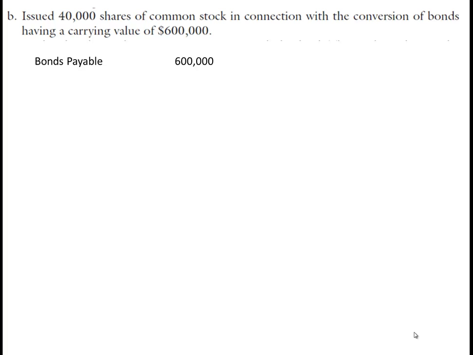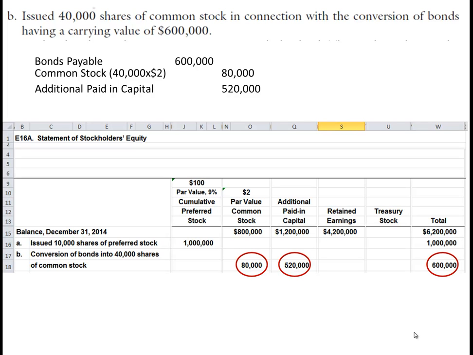Now if we were simply issuing 40,000 shares of common stock, we would credit our common stock for the 40,000 shares times the $2 par value, and then anything additional would go to our additional paid-in capital. So you can see on the statement of stockholders' equity where this transaction will increase common stock by 80,000, which is the $2 par value times the 40,000 shares that were issued, and 520,000, which is the difference between the carrying value of the bonds and the legal amount that goes to common stock. So additional paid-in capital is increased by 520,000.